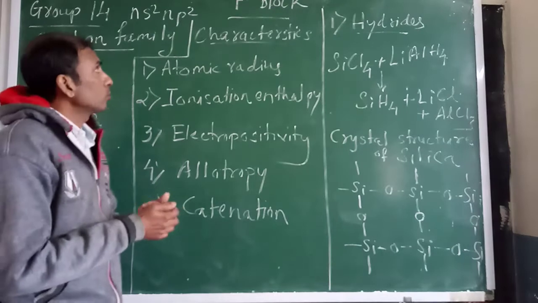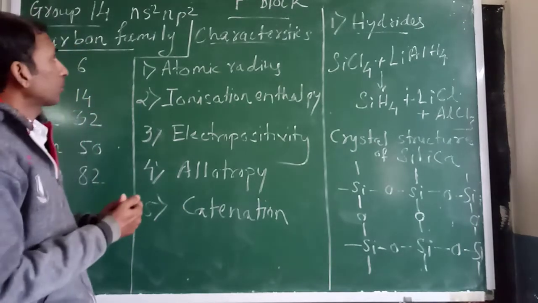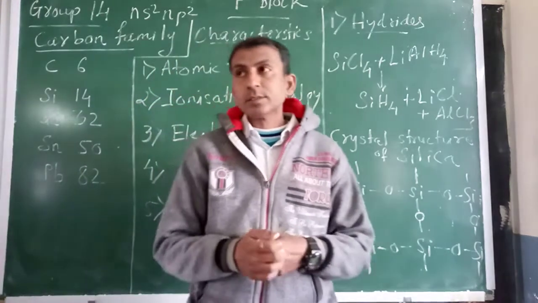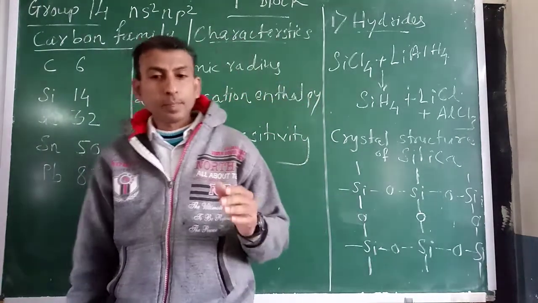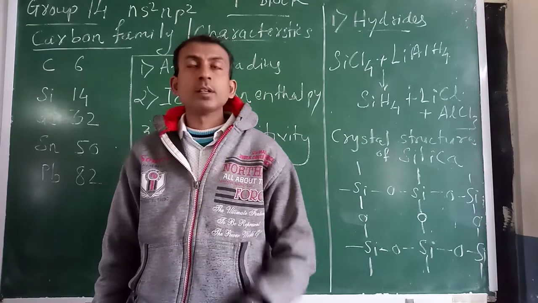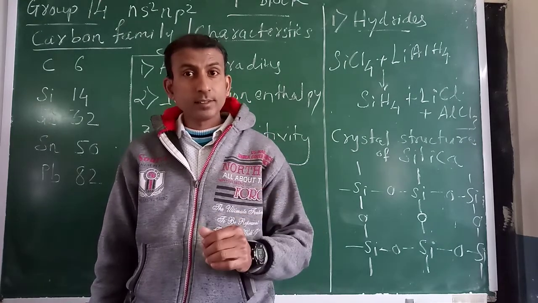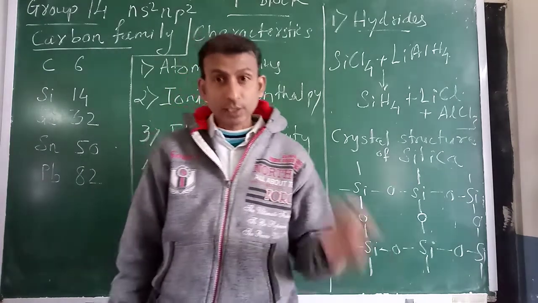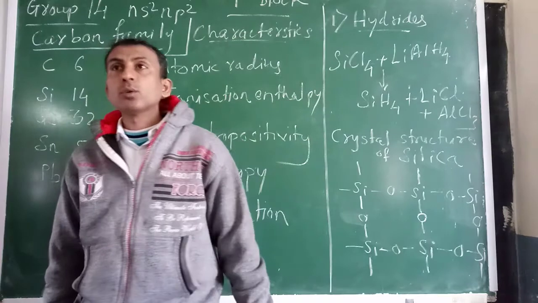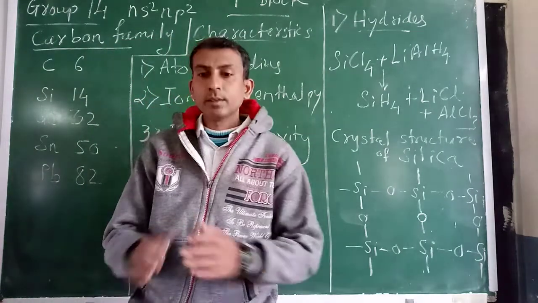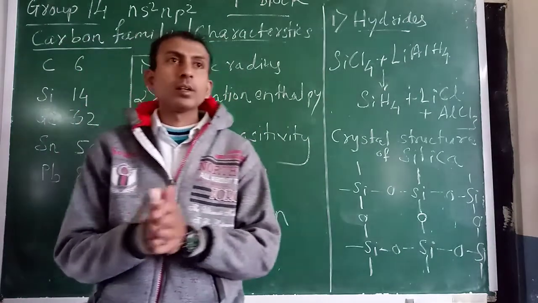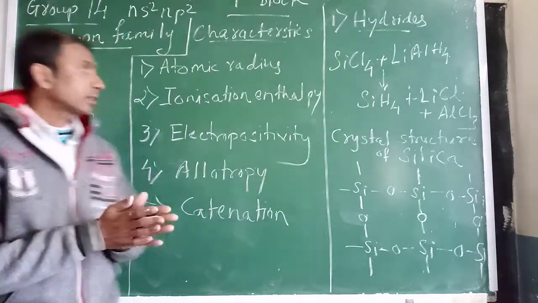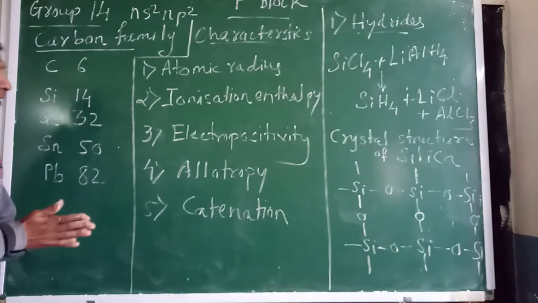So now we continue with the next part of the chapter, P block elements. Okay, group 14. In the last lecture we have seen group 13 elements, their characteristics: atomic radius, ionization enthalpy, electropositivity, oxidation states. I hope you have revised that topic. Now we have the last part of the chapter, that is group 14 elements.